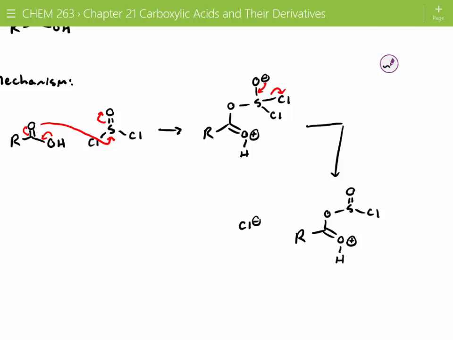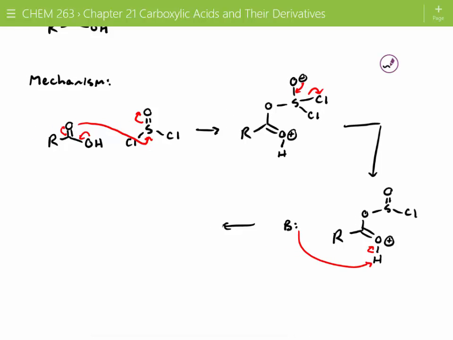In this case, we can show a chlorine coming and grabbing the proton off. Alternatively, you could show any sort of base coming and grabbing that if you do have a base around. In fact, let me just change this to a B. And now we've got our neutral species, which is ready to go.